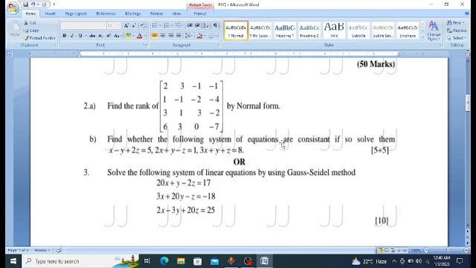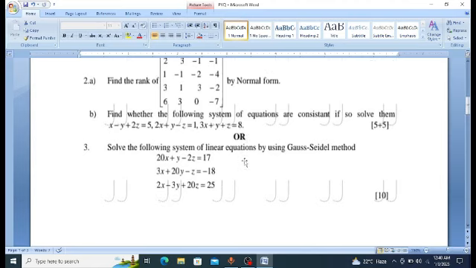If the ranks of those two matrices are not equal, then it will go into the inconsistent case, and then you cannot solve them. You will not get the values of x, y and z. So check whether they are consistent or not.